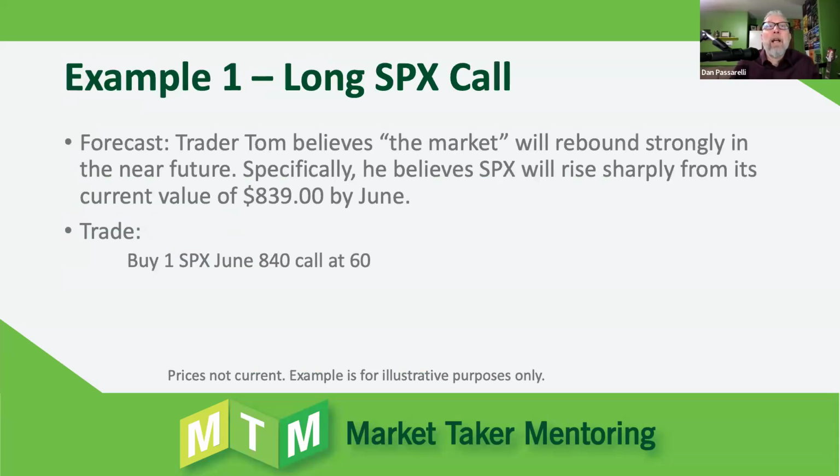So let's go through an example here. Let's say a trader believes that this stock or index is going to rebound strongly in the near future. Specifically, he believes this stock will rise sharply from its current value of 839 by June. And so the trader buys one June 840 call at 60.